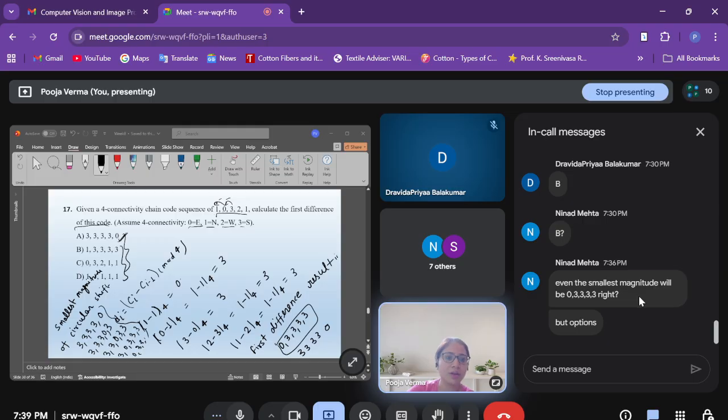Yeah, it is not given. The smallest one is not given in the options, but whatever circular shift you are getting, just match it with the options. If the answers match, just tick on that. Is it fine, Ninad?